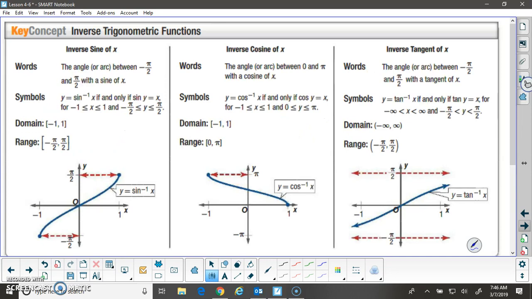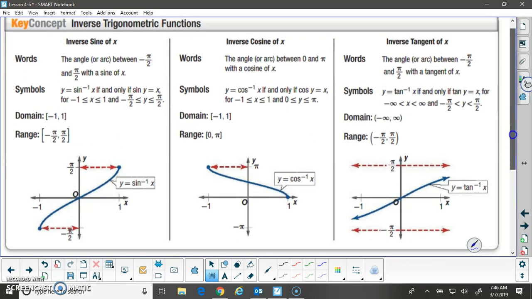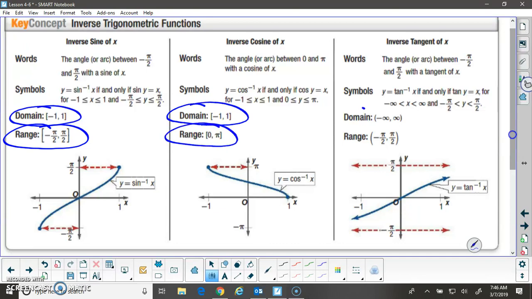So here's just kind of a summary of the three inverse trig functions. You can see sine inverses on the left, cosine inverses in the middle, and tangent inverses on the right. You can see on each of these we have a domain and a range for each of these inverse functions. The range of each of these inverse functions is the restriction of the domain of the regular function. And then there's some other specifics there on those inverse trig functions.